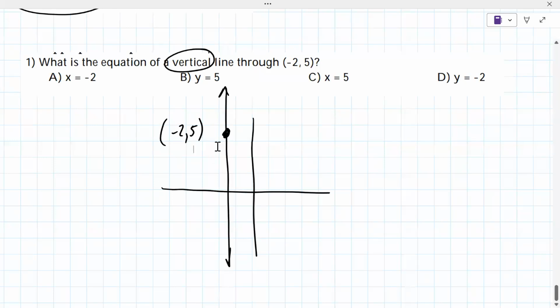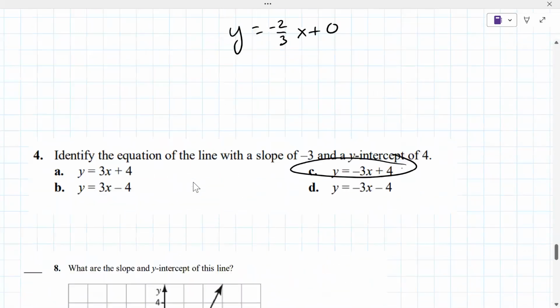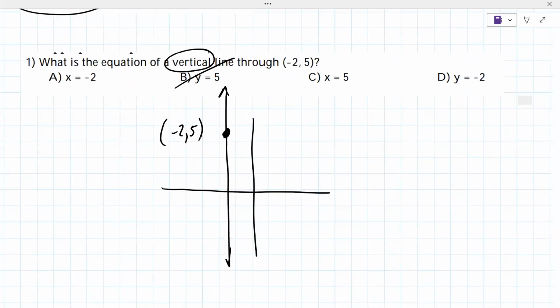Y says y equals. Okay, oh no, we did x equals. Yeah, that's why I asked you to look, because you have this. So a couple answers are gone. That one's gone. That one's gone. So then would it be A? It is A. Very good.